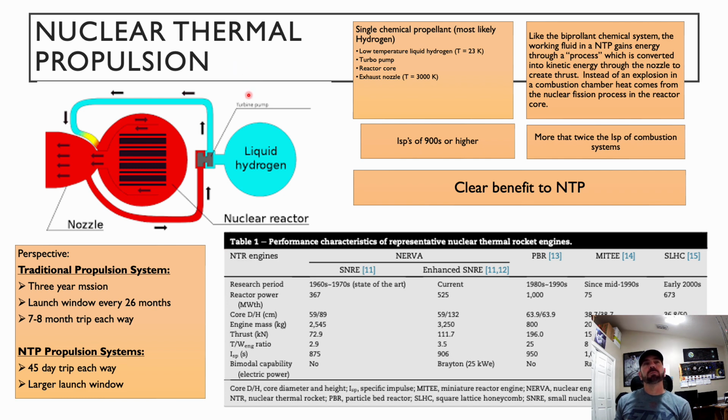Nuclear thermal propulsion, looking at this diagram on its face, it's not very complicated. You have a propellant storage, in this case liquid hydrogen, that gets pumped through the reactor, picks up heat energy, converted to kinetic energy through the nozzle, and then thrust. So in a single propellant system, you have a low temperature liquid hydrogen, and this is typically at 23 degrees Kelvin, turbo pumps, a reactor core, and the exhaust nozzle. This produces Isps of up to 900 seconds or higher.